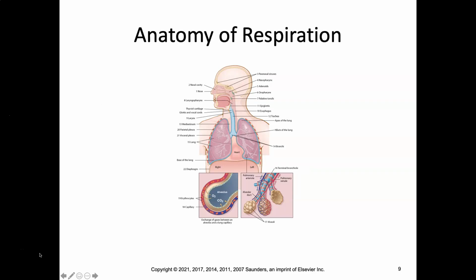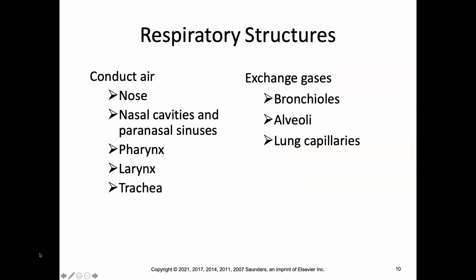So what does it look like in terms of respiration? Your external respiration, your internal respiration. How does that exchange take place? This is a visual to give you all those pieces and parts of what are involved, and then what that looks like on a tiny, tiny level. So to conduct air, you involve your nose, your nasal cavities, and paranasal sinuses, your pharynx, your larynx, and your trachea. When you're exchanging gases at the cellular level, you're talking about bronchioles, alveoli, and lung capillaries.